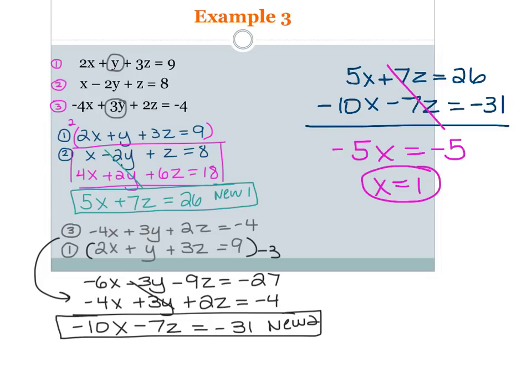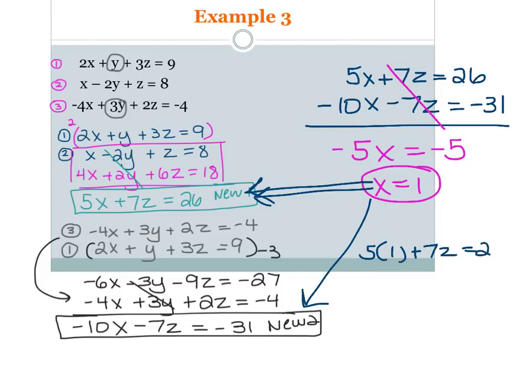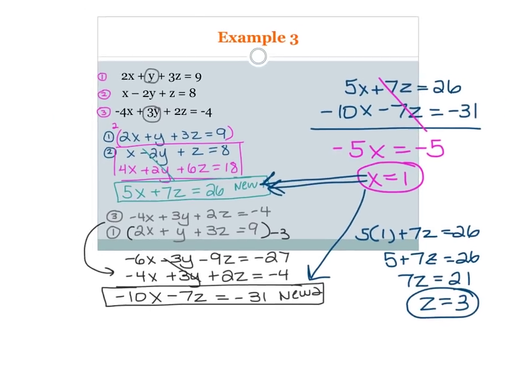Now to continue, I'm going to plug this back in, but you can't plug it into one of the initial ones because there'll still be two unknowns. You have to pick to either plug it into new 1 or new 2, and it doesn't matter which one. So let's do new 1. 5 times 1 plus 7z equals 26. 5 plus 7z equals 26. 7z would equal 21, and z would equal 3. Now I've got 2 of my 3 variables.